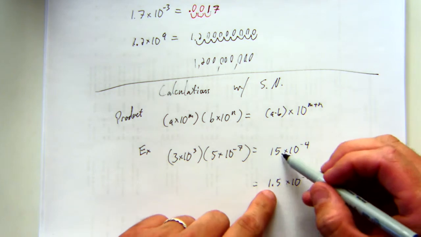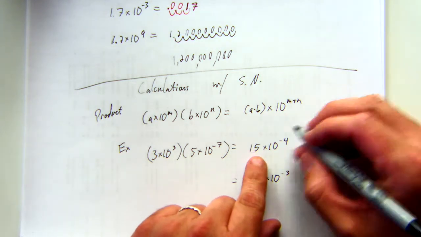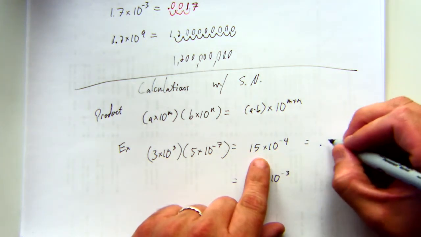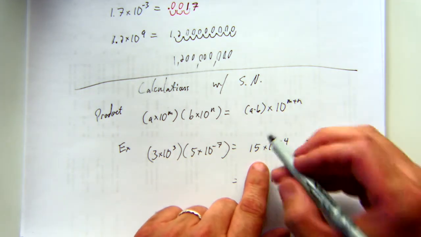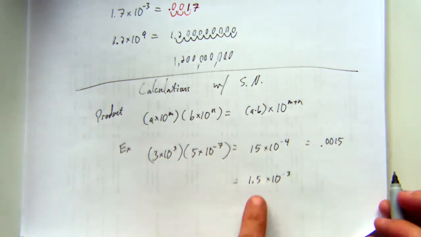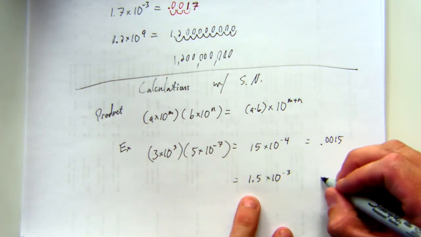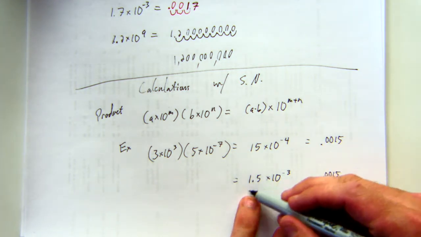So I moved it to the left, then I added 1 to my exponent. Let's see if I did that right. Writing this out, this will be 0.0015. Move the decimal 1, 2, 3, 4 places. Write this one out. This would also be 0.0015. I moved it over 3 places.